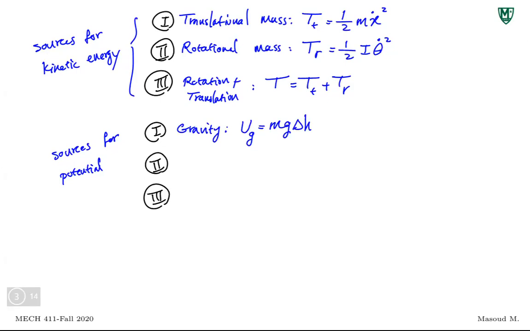What else? Something with a spring. Spring, exactly. So another source for potential energy is a spring. And what is the potential energy for a spring? You've seen that too, hopefully, from before. It's 1/2 kx squared.